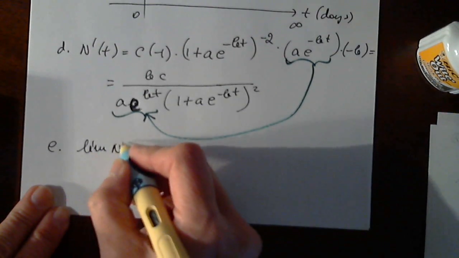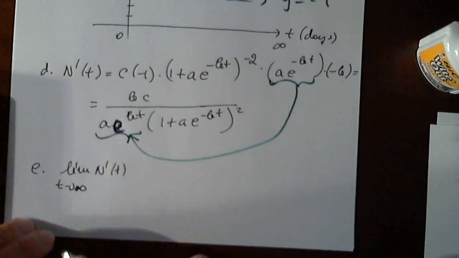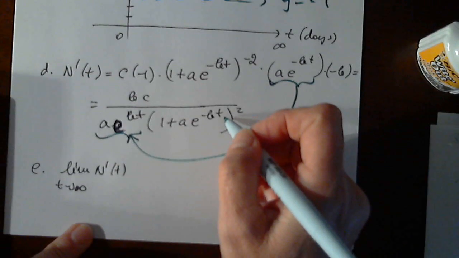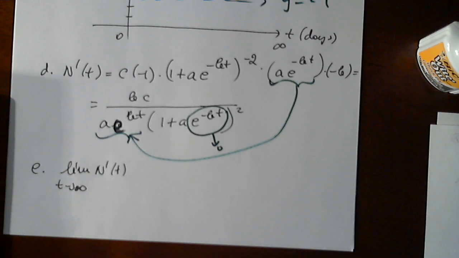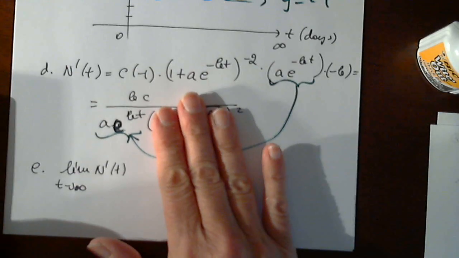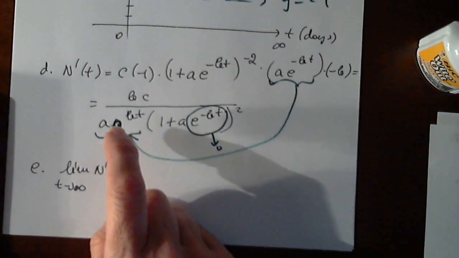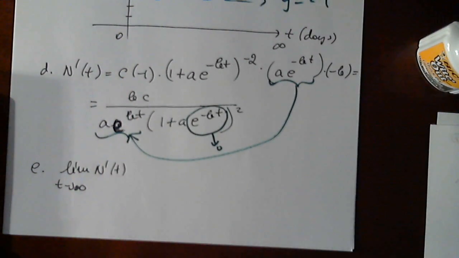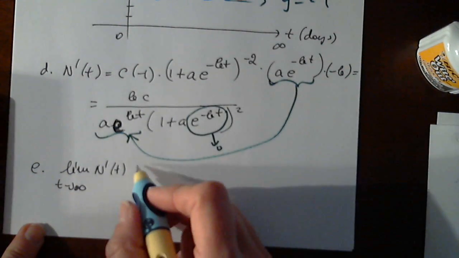We are asked to find the limit of n prime of t as t approaches infinity. Well, as t approaches infinity, this will approach 0 because it's 1 over e, 1 over infinity. So then this whole expression is 1. All this here is 1. And this again becomes e to infinity, which is 0, a number over 0. So this will approach infinity. A number over infinity, and this is 1, will be 0.